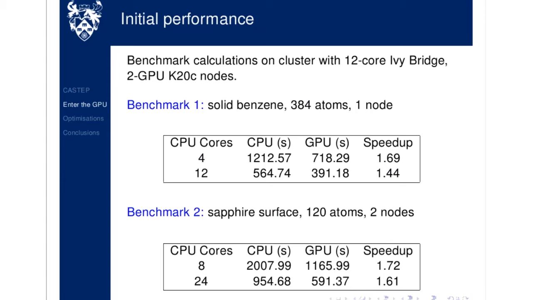But we were very encouraged by this because it was relatively straightforward to do. And we're already seeing speedups. And this is not one core on the CPU. This is using the 4 or 12, or as you can see, 24 cores compared to the two K20s on each of the nodes. So this is a sort of a whole system comparison.